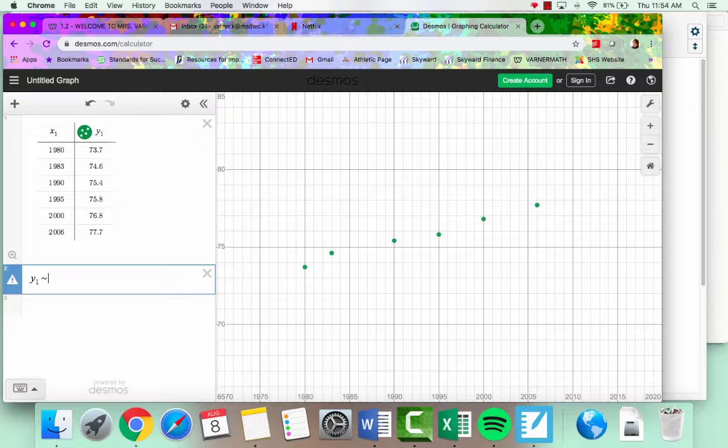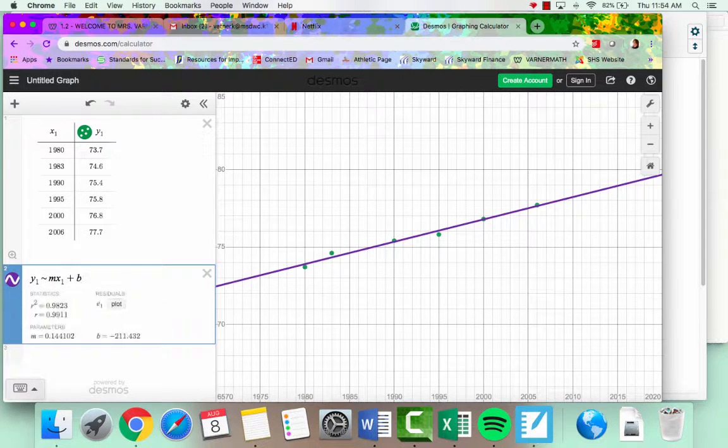And then we're typing the equation of a line, so mx plus b. So mx1 and then plus b. The reason I put y1 and x1 is because those are the letters that are used in our data table. So notice it's x1 here, y1 here. If you had multiple tables, you'd want to make sure that Desmos knows which table you're pulling the data from.